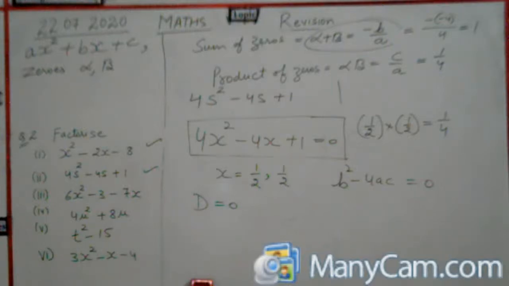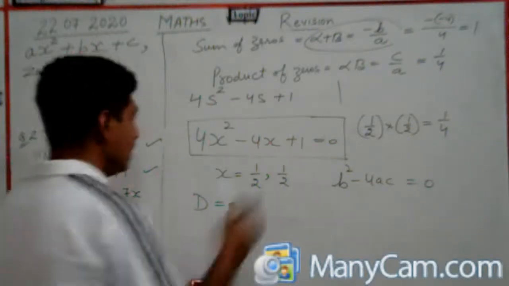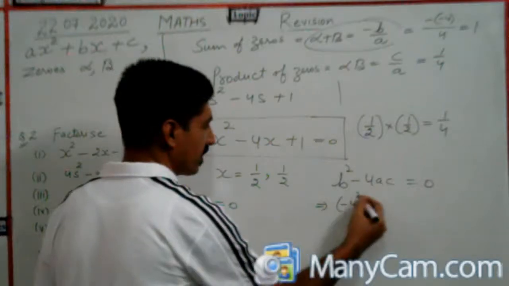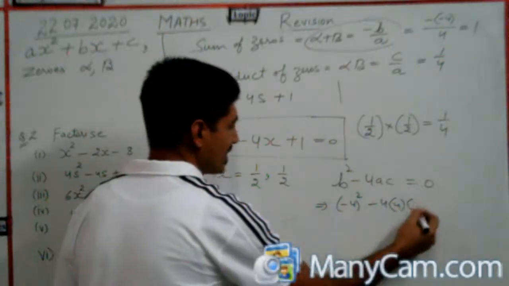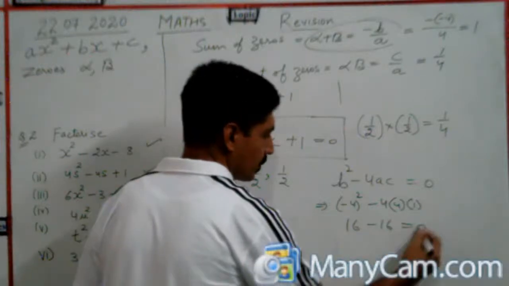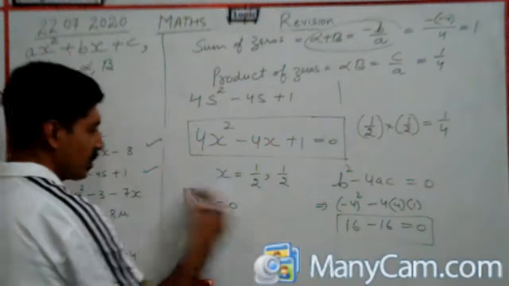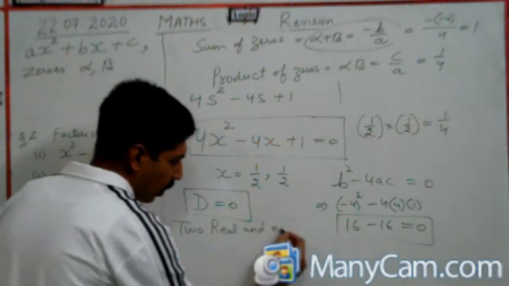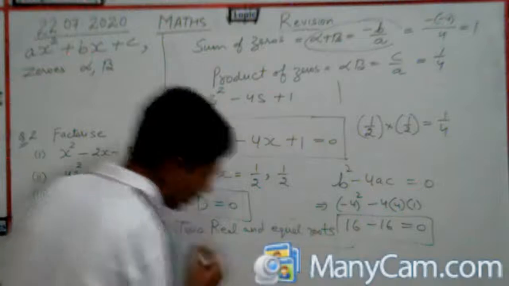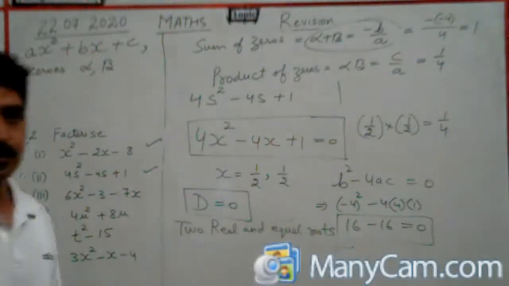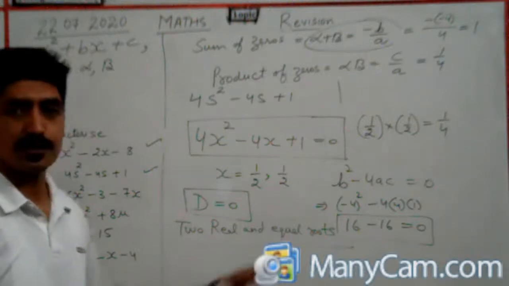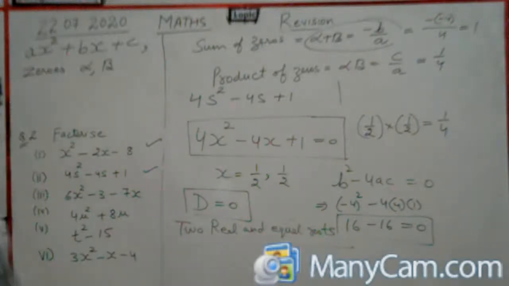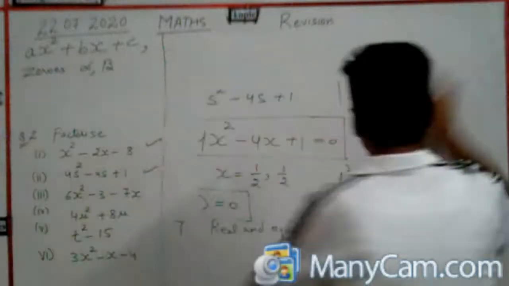Right? Okay, check b square, that is minus 4 whole square, and a is 4, c is 1. So we have 16 minus 16 is equal to 0. So when the discriminant is 0, we have two real and equal roots. Two real and equal roots. So that is how I have related it with your quadratic equations. Okay? Now the third part. I hope you are clear with the relations.